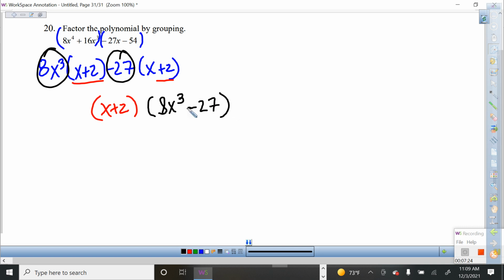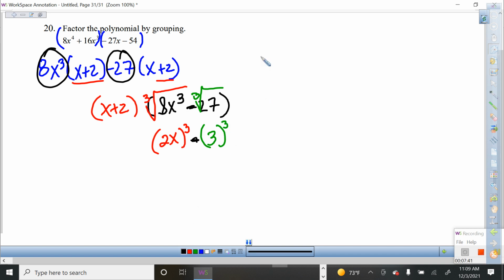So there should be a red flag with a subtraction in the cubic. So let's see. Can I take the cube root of this one? Yes, that's 2x cubed minus the cube root of 27, which is what? 3. So that's 3 cubed.